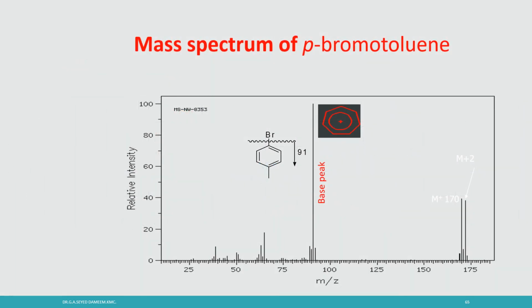This slide shows the mass spectrum of para-bromotoluene with molecular weight 170. So at m/z 170, that peak is the molecular ion peak, and m/z 172 is the M plus 2 peak, that is the isotope peak. After the formation of the molecular ion, by the loss of a bromine radical, it gives a peak at m/z 91 corresponding to the ion C7H7+, which is the tropylium cation. That ion has greater stability, so that ion gives the base peak, and the remaining peaks are due to fragment ions.